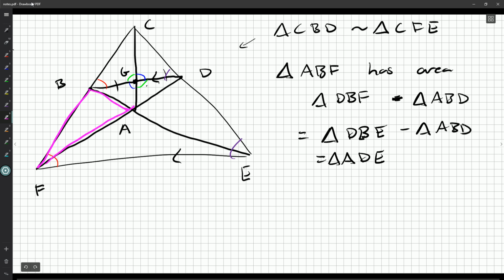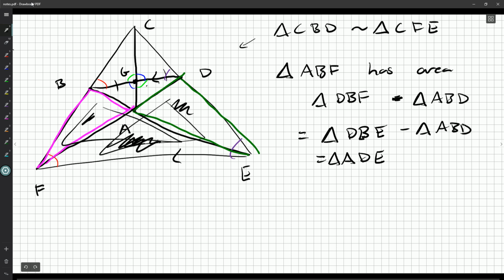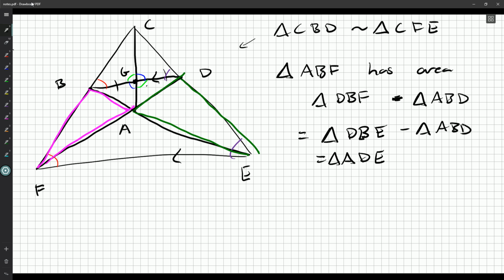So we could add that in. This pink triangle must be the same as this, let's say, forest green triangle. And we could actually combine that. We could add this triangle down here to the pink one, and add the same triangle to the green one and make some big triangles that are also equal in area. So that's kind of nifty. So we've got a lot of equal areas going on. Equal areas makes me think maybe we could do some sort of congruent triangle thing. I'm not entirely sure.